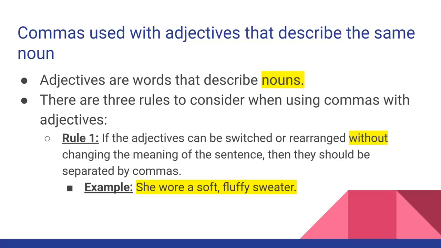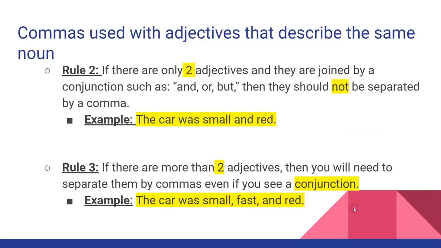And since we can change those adjectives soft and fluffy around, we need to make sure that they are separated by a comma. So when you are copying this example on your note-taking sheet, make sure that you put that comma between soft and fluffy. Once you've done that, you can go ahead and move on.